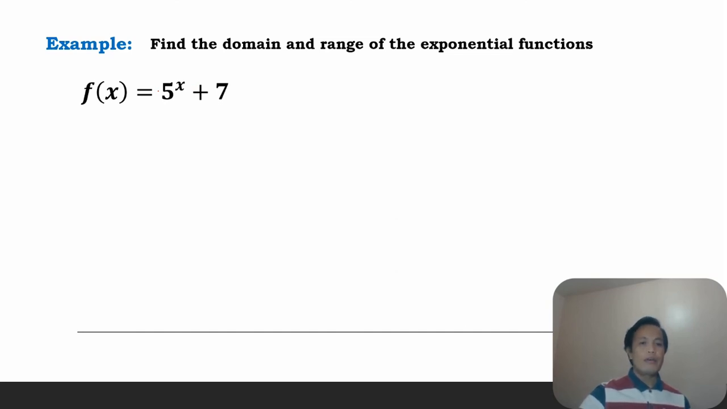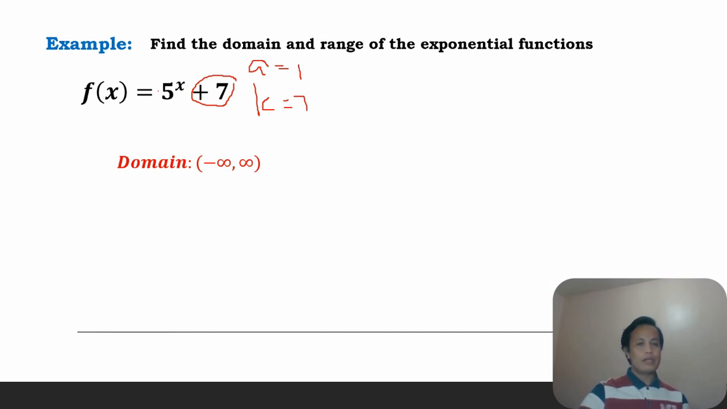Now let's have positive 7. In this case, positive 7 is, of course, our k. Our a is equal to 1. Our k is equal to 7. So for this example, our domain is the same, from negative infinity to positive infinity. Of course, the range shall start from the k, which is positive 7, up to positive infinity. That is because a is greater than 0, since our a here is 1. That is the second rule.